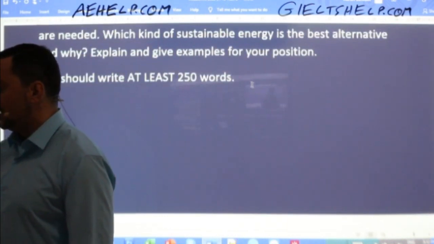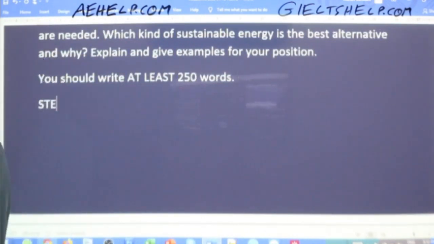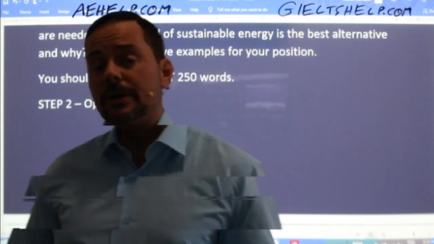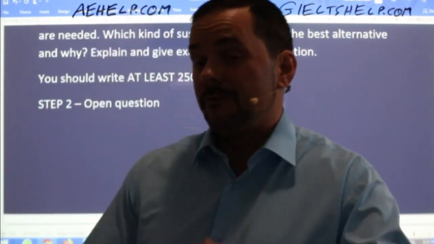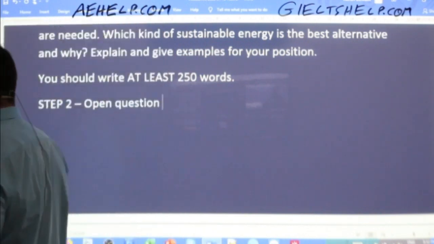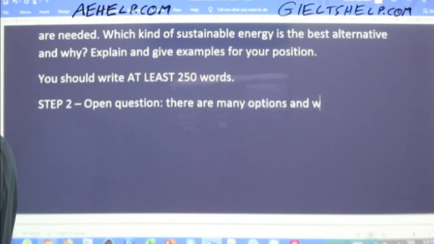Okay, so here, our goal is to choose an option. So I'm going to show you what I would do here. So as step two, take a little bit of a different direction. So this is an open question. Open question means it's not an agree or disagree. It's not a yes or no, but you have to choose one from several and then give reasons. So that really makes it an open question, which means that there are many options and ways to answer this question.